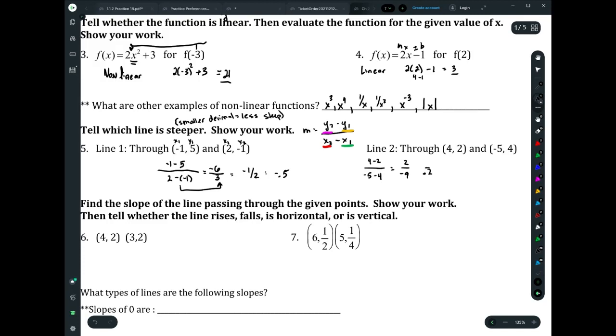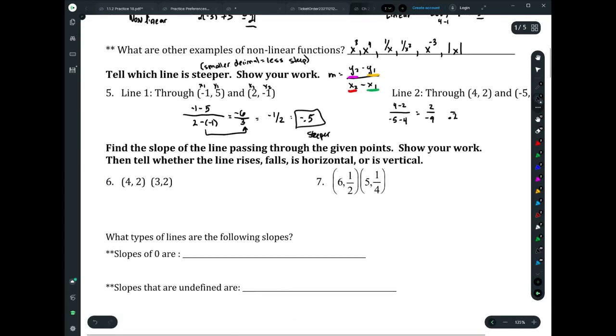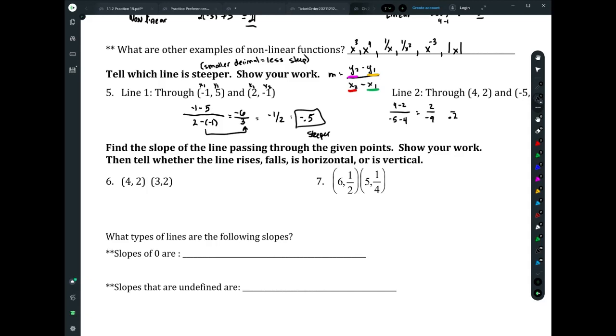And the larger decimal is more steep. So line 1 is going to be steeper in this case. Okay, find the slope of the line passing through given points. Show your work. So slope again, 2 minus 2, y2 minus y1, 3 minus 4. Here's a special one because we had 0 over 1. A 0 over 1 is a slope of 0, which means it's a horizontal line. It's horizontal. Key thing with that.